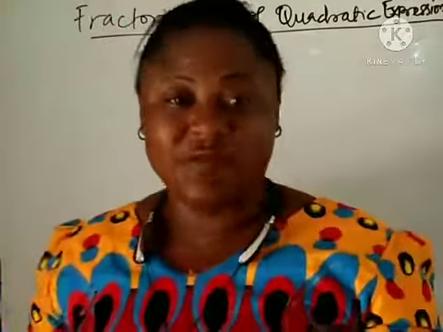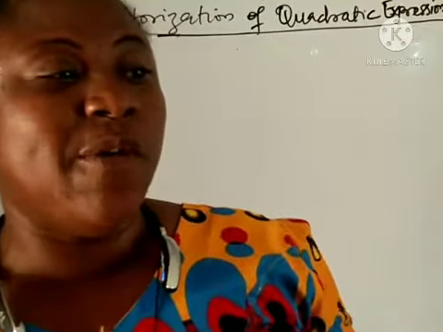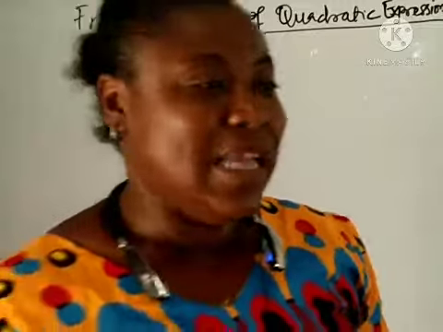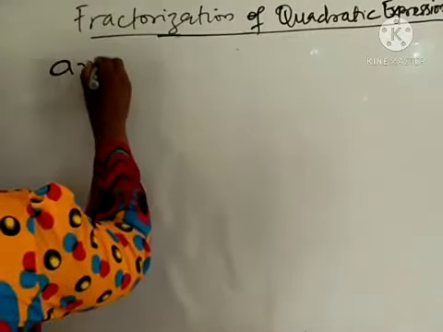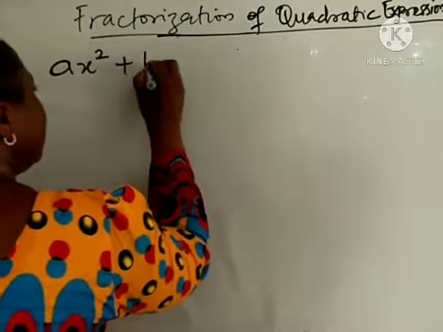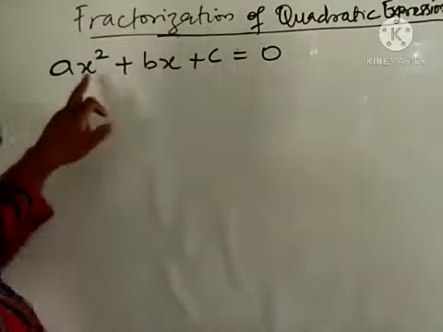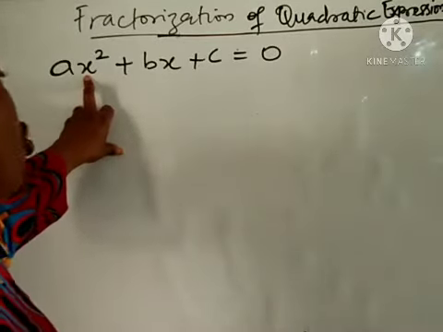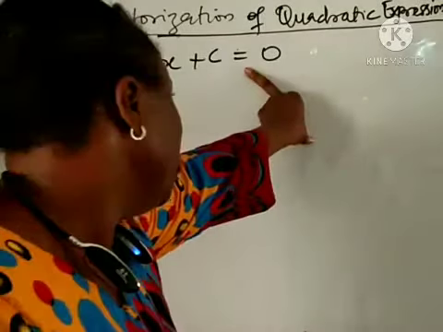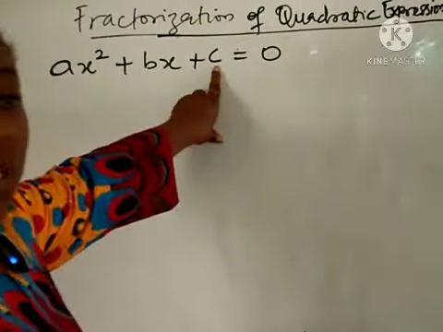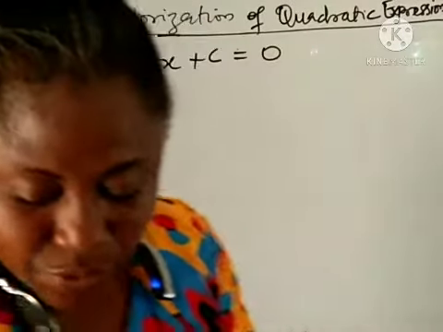When we talk about a quadratic expression, what do we say a quadratic expression is? It is the one which has the highest power of the unknown to be what? 2. That means we have ax squared plus bx plus c is equal to 0. The power of the unknown here is what? 2. That is why we now have this to be a quadratic equation. This c represents a constant. So now let's pick an example to solve.